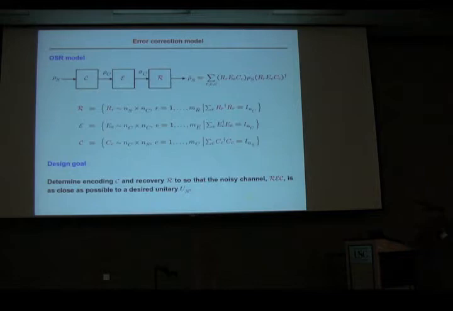So the setup is the standard setup. We have a recovery, a set of errors, and an encoding, and they're all CP maps that are trace preserving. And the goal is to select the OSR elements in the recovery and the encoding so that the map from the system state coming in to the system state coming out is as close as possible to a desired unitary, which I've labeled U sub S.